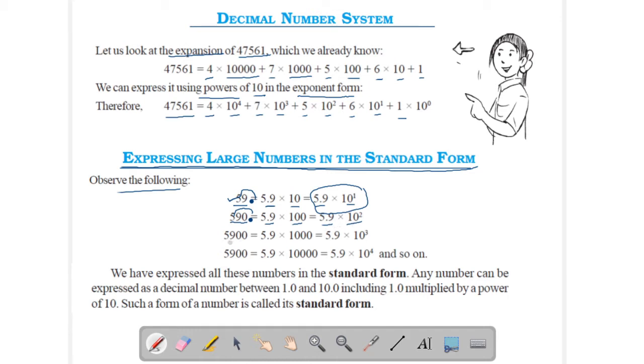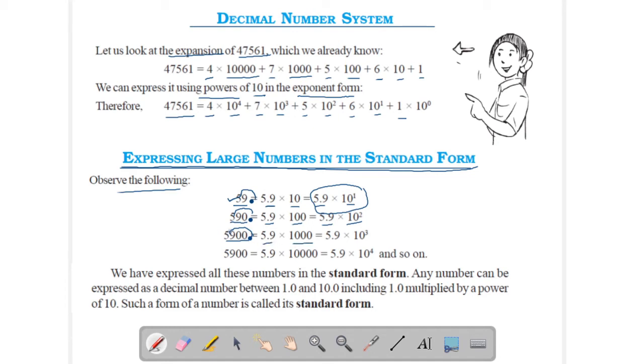Now take another example, that is 5900. Here again decimal will be after zeros, and you have to bring this decimal from here to here, that is after first digit. Here there are 3 digits in between, therefore it is multiplied by 1000. So this can be written as 5.9 into 1000.